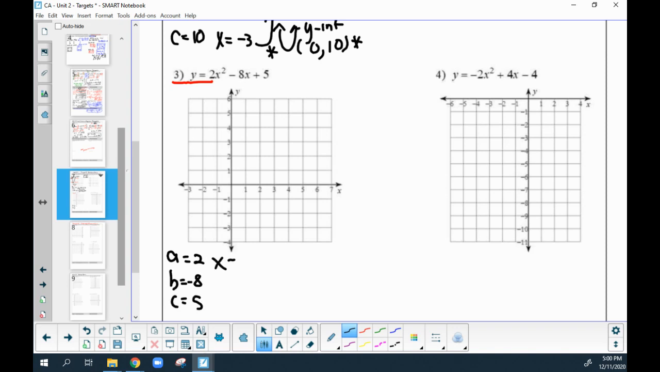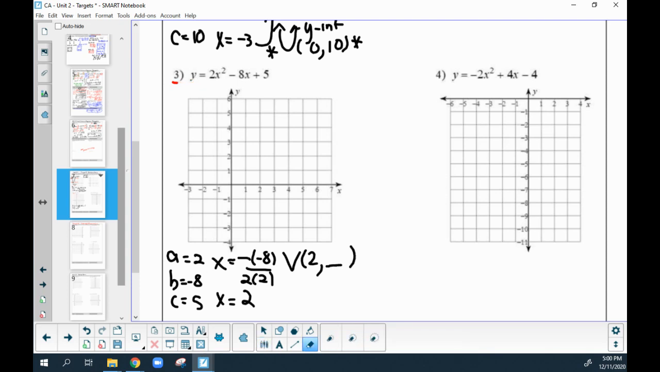So let's do that X symmetry line. Opposite of B over 2 times A. That's going to be positive 8 over 4 is 2. So when I start my vertex, I have 2 comma something. So let's put 2 into the original problem up here. 2 times 2 times 2 is going to be 8 minus 16 plus 5. 8 minus 16 is -8. Let's write that out.